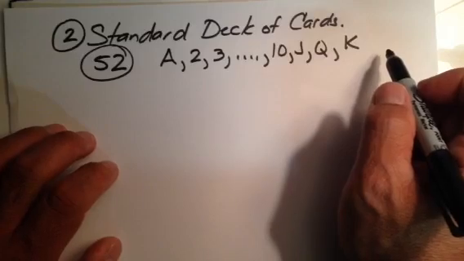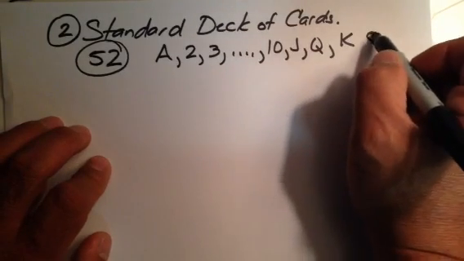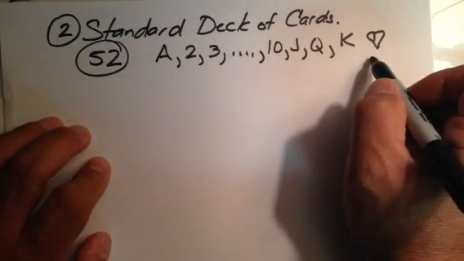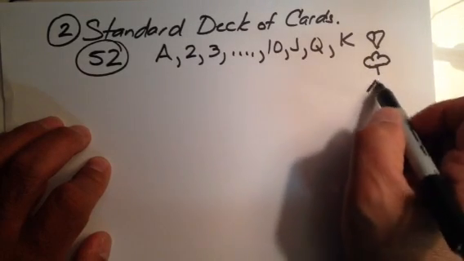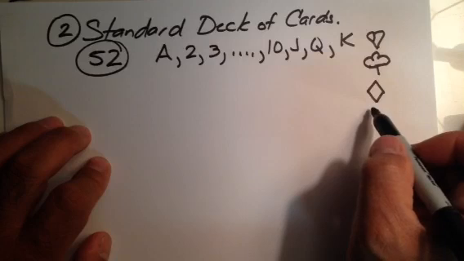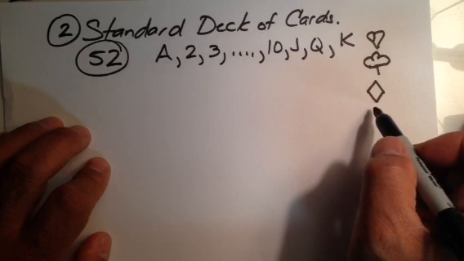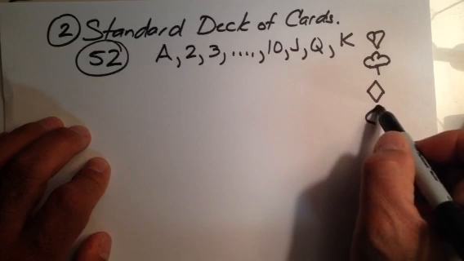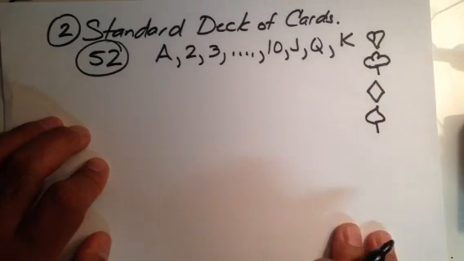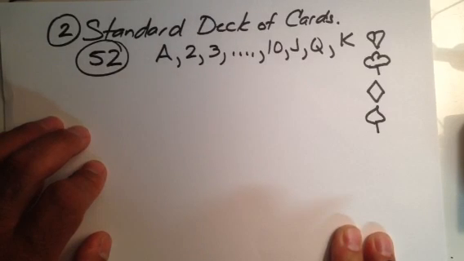And for each one, there are suits. There's hearts, there's clubs, there's diamonds, and then, what's the next one? Oh, spades. There you go. And there are black and red ones of each. So 4 sets of 13 will give you 52.